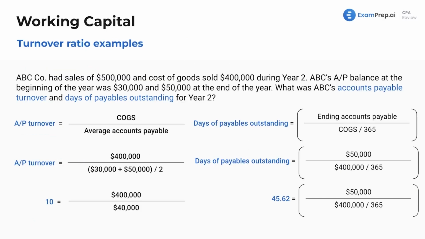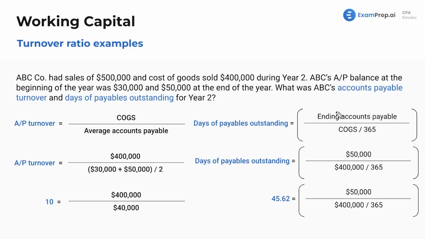Let's do an example using our turnover ratios. We've got our accounts payable turnover, accounts receivable, we'll see in a second, and days payables outstanding. Just super plug and chug formulas. We read the question first. It says, what is ABC's accounts payable turnover and days of payables outstanding for year two? Okay, well, we take a look and we write down the formulas that are mentioned in the question, as you will have memorized if you don't already.